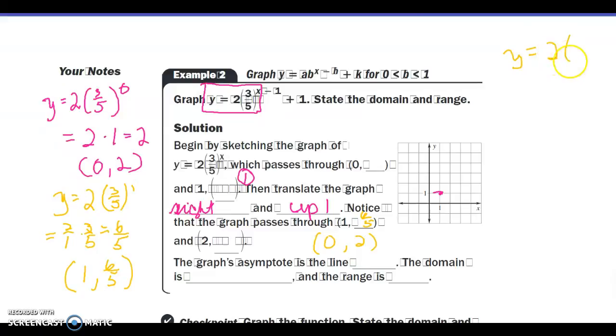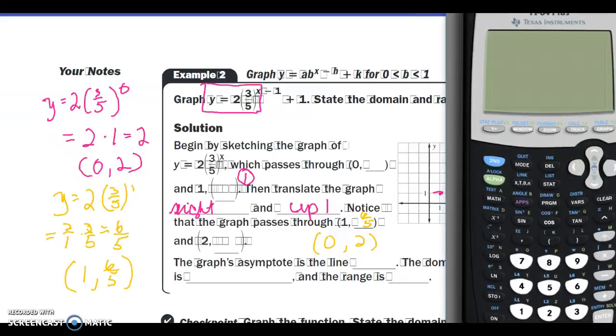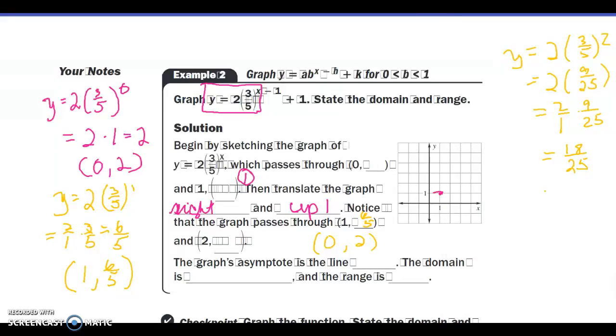y equals 2 times 3/5 to the second power, which will give me 2 times 9/25. I square the numerator and denominator. 2 over 1 times 9/25 will give me 18/25. Now I have to kind of picture 18/25. You might want to use your calculator and look at that as a decimal. It might be more clear to you. 18/25 is approximately 0.72. So that gives us a little bit easier thing to think about when we graph.